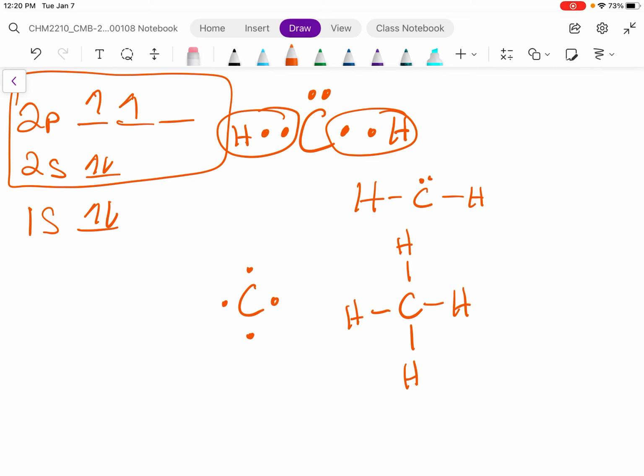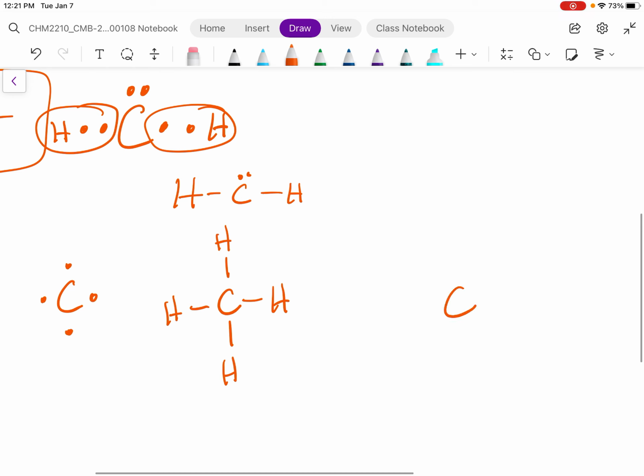Do you see how all the hydrogens are in the same plane? It's completely flat. That's not how it works. That's not what we see in nature. Our carbon atom is tetrahedral. Remember that word, the tetrahedral geometry? So a tetrahedral geometry looks like this.